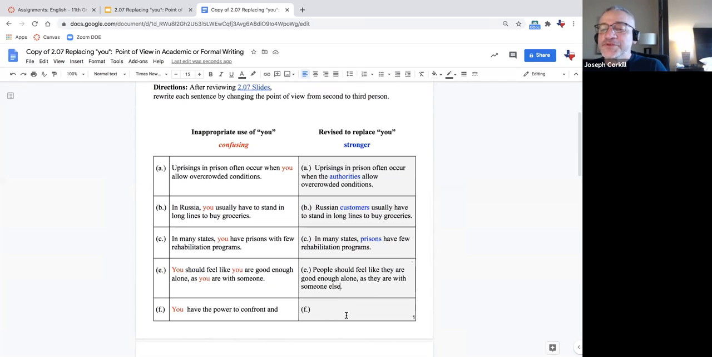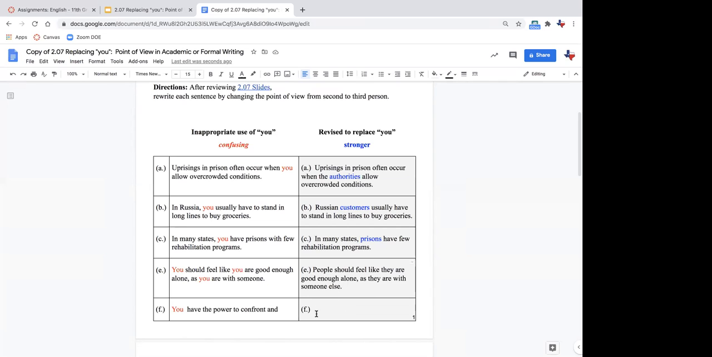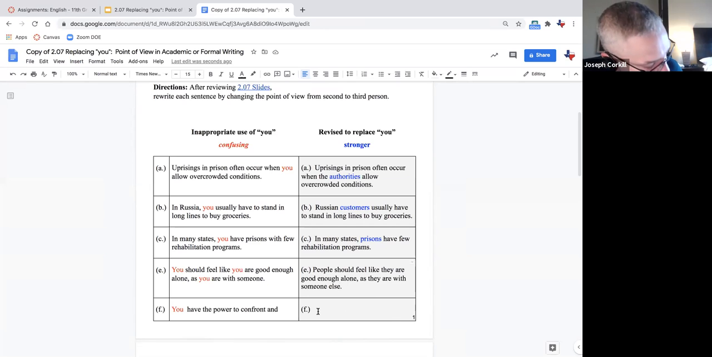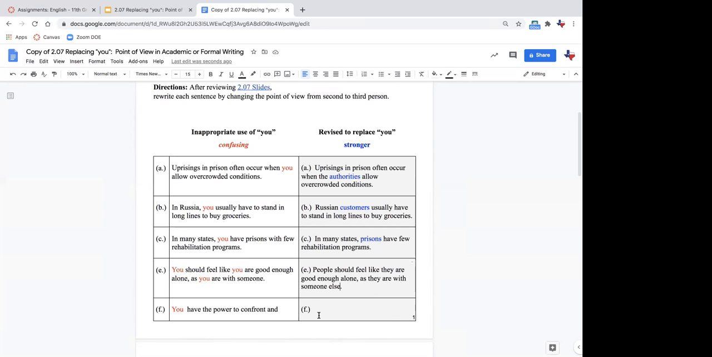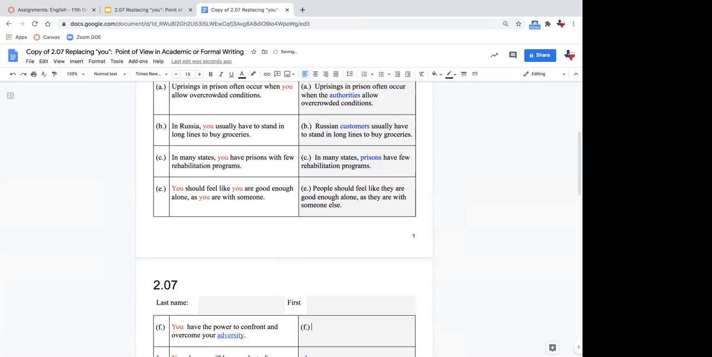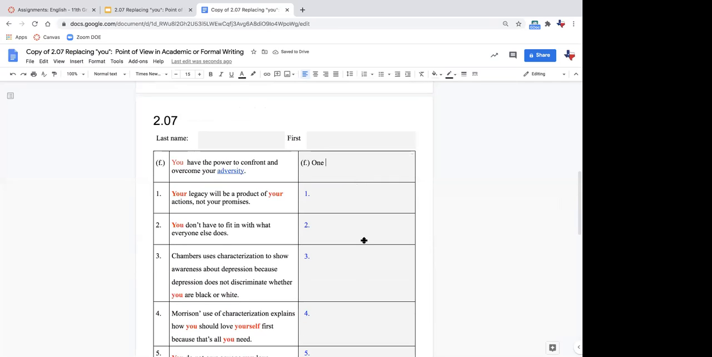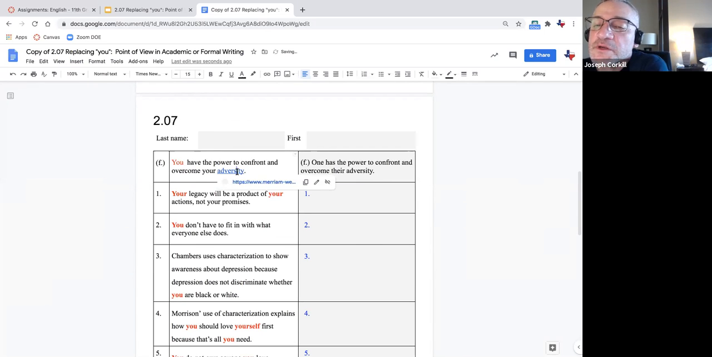And I've got one more. Who wants to take a shot? I'll do it. Who's this? Nancy. All right, so I wrote, "One has the power to confront and overcome their adversity." Okay, good. If we don't know what adversity means, we just click right here. It's a state or instance of serious or continued difficulty or misfortune. All right, very good.